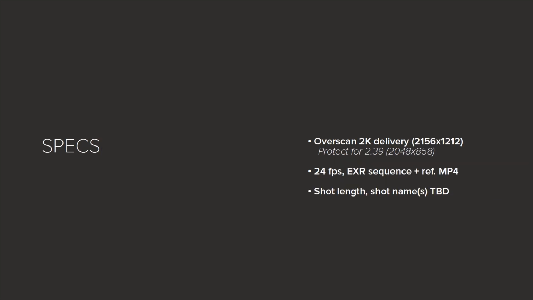So delivery specs for this, pretty simple. We're going to be delivering an overscan 2K, which will be 2156 by 1212. That's our delivery resolution, but we are going to protect for 239, which is 2048 by 858. And we'll get into that when we get into design frames and that kind of thing. We're going to be working at 24 FPS. We're going to be delivering an EXR sequence and a reference MP4.